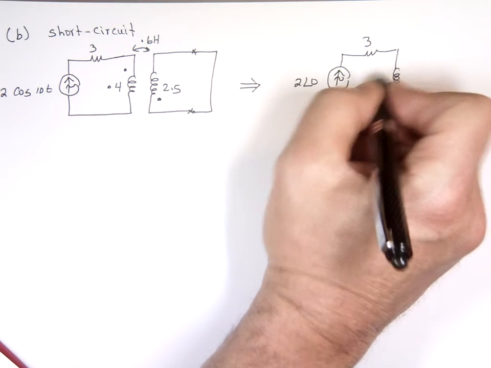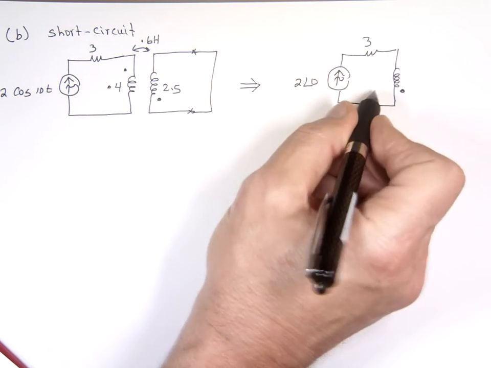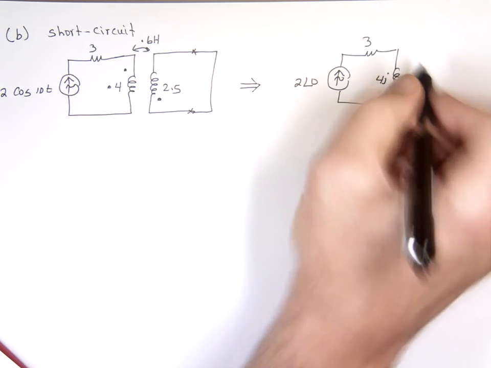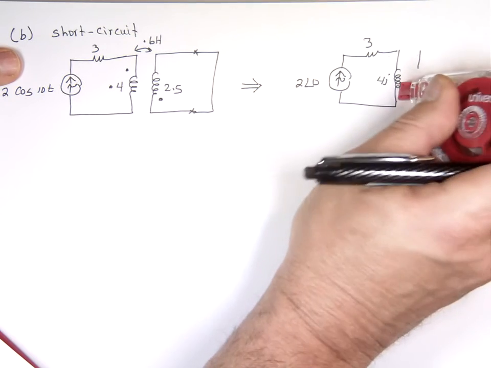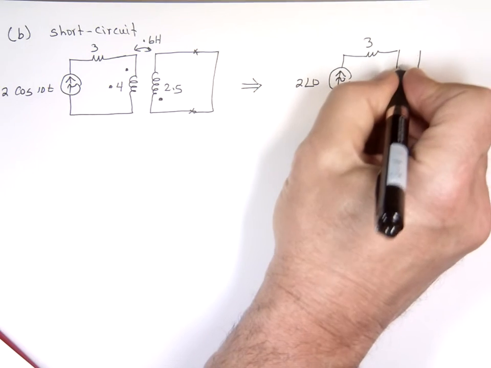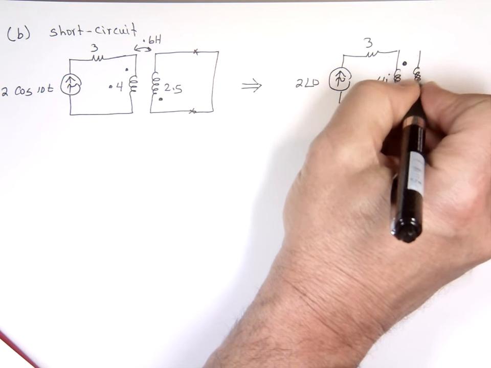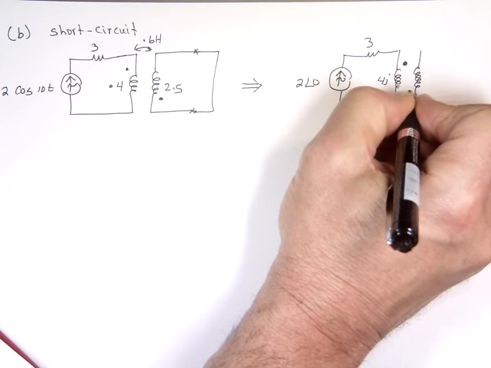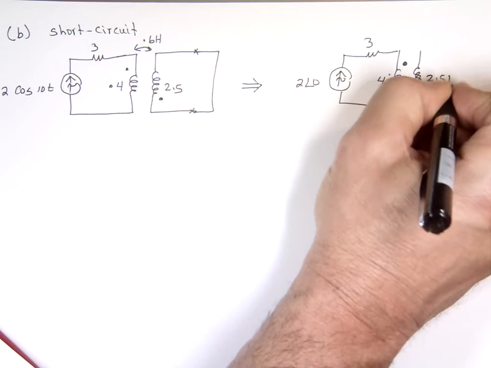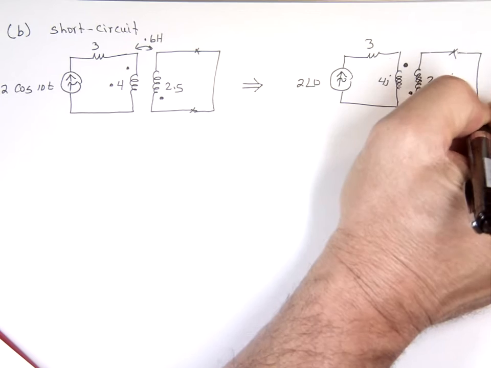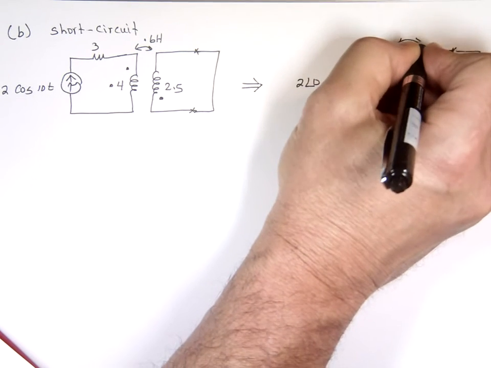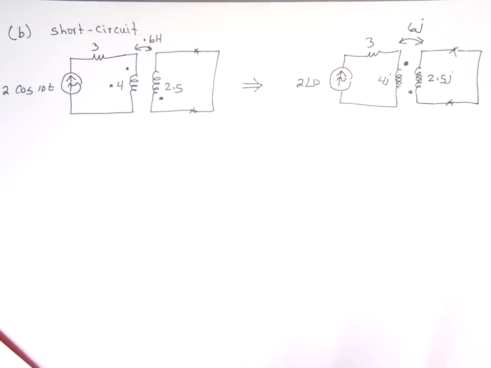Because omega is 10. 10 times 0.4 is 4j. Ah, I put the dot on the bottom instead of the top again. That dot here was on the top. The dot here on the bottom. This is 2.5j. And this is 6j, which is 0.6 times 10, the mutual inductance. I know this current. This is 2 angle 0.